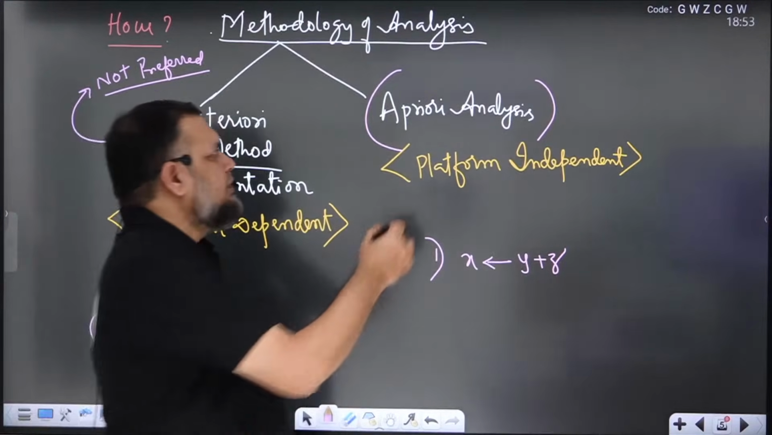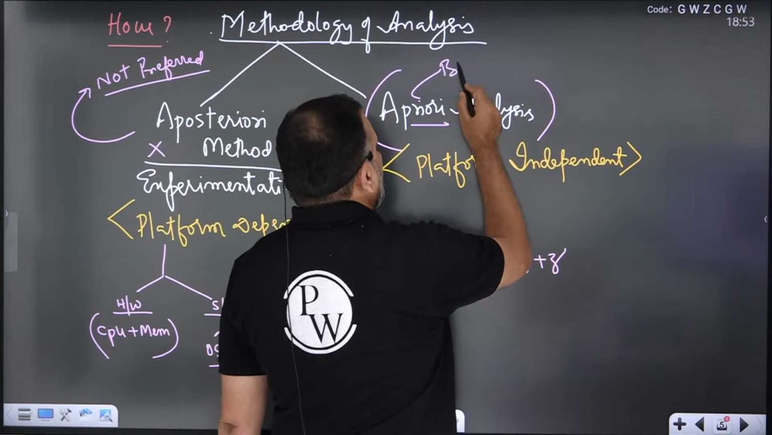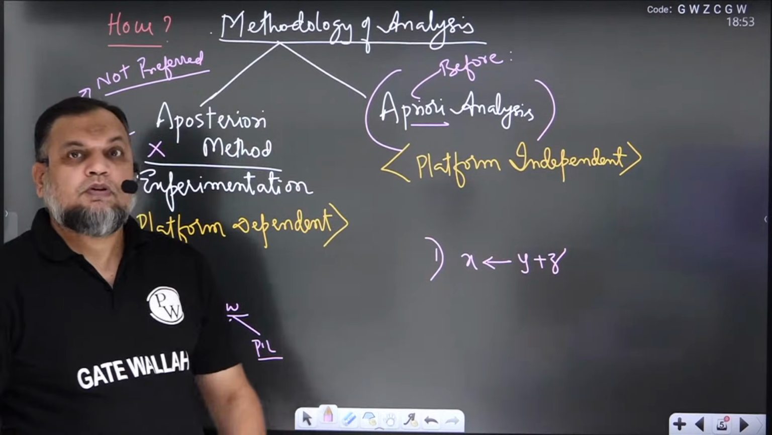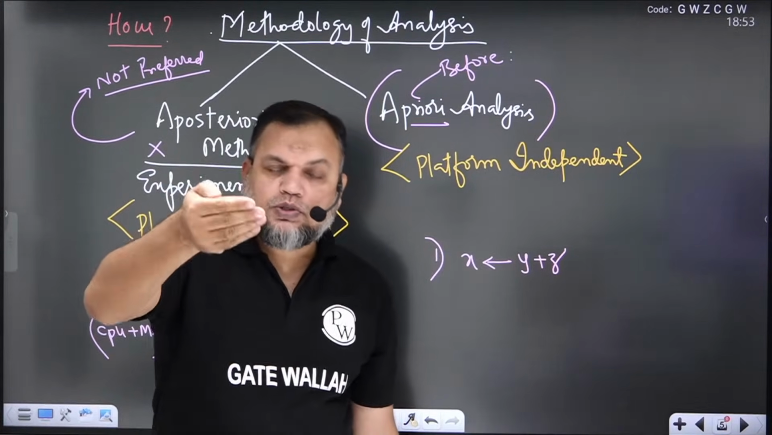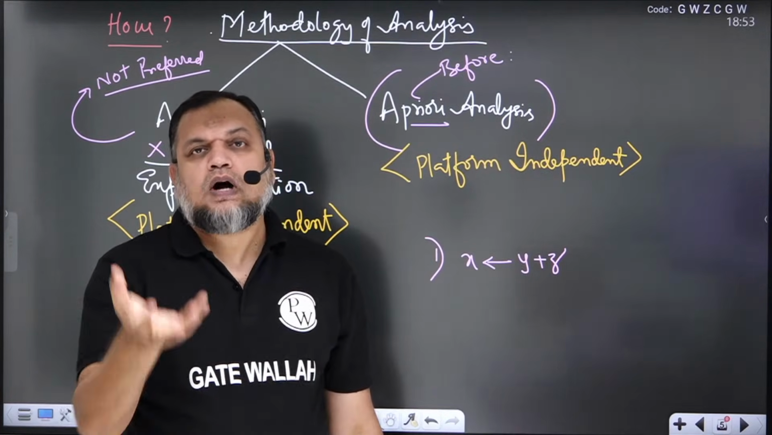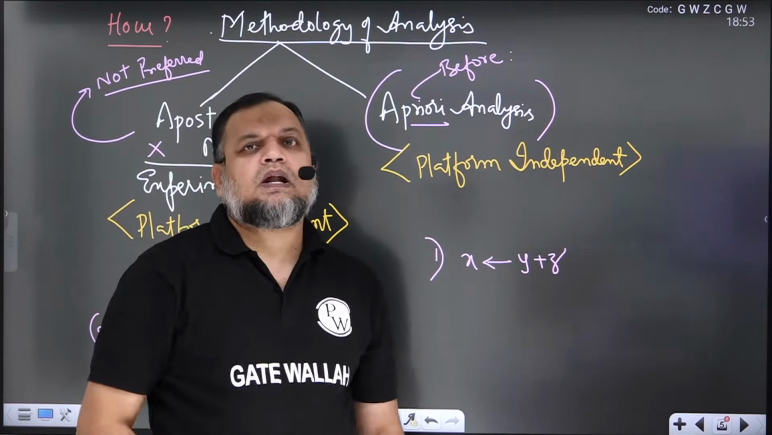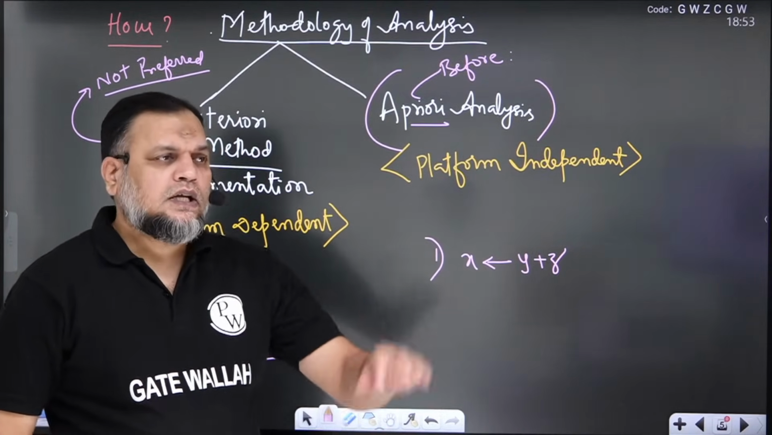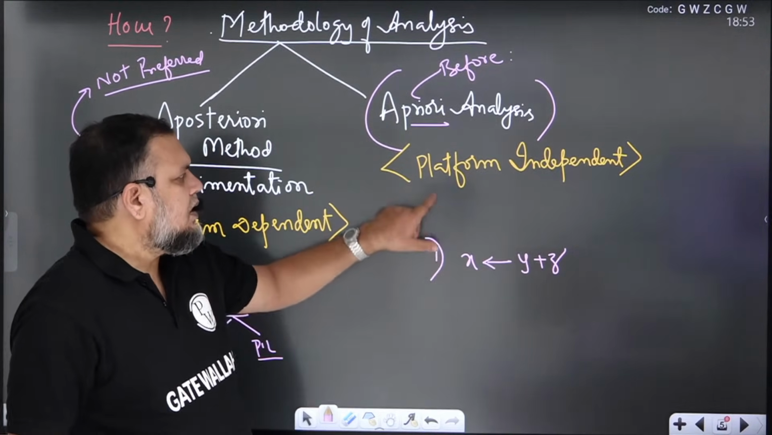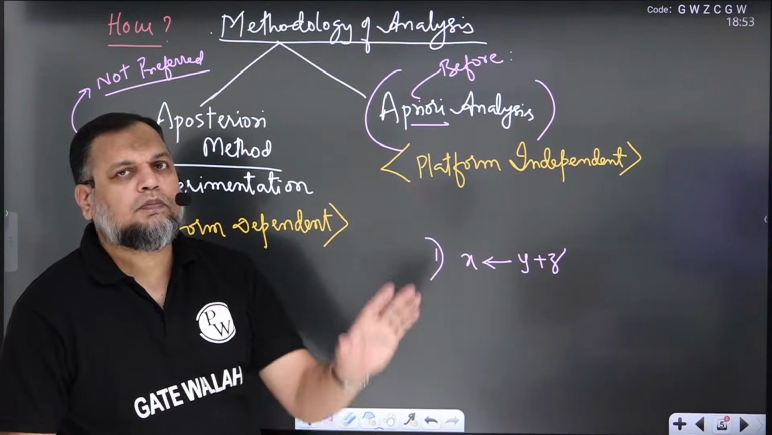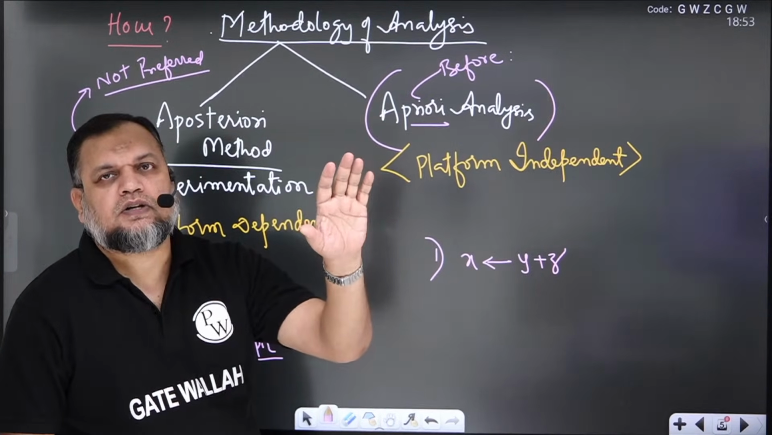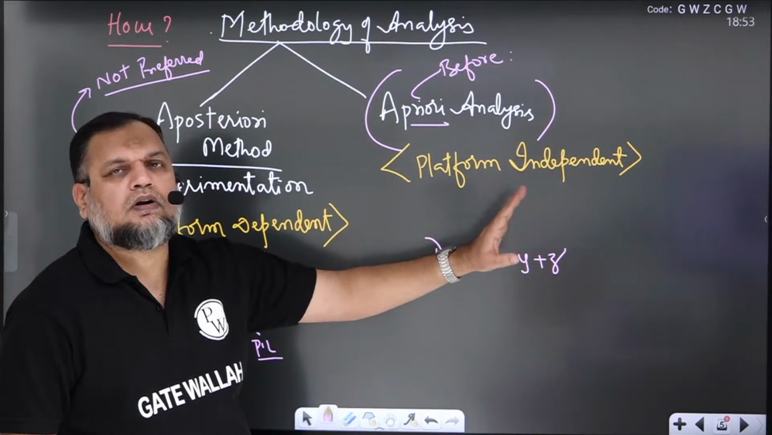Prior means before. Before what? Before implementation, before execution on the machine. The analysis you do at that stage is called a priori analysis. Its main characteristic, as we have just seen, is that it is platform independent. That means it is not dependent on any platform, not dependent on any architecture, not dependent on any hardware or software.